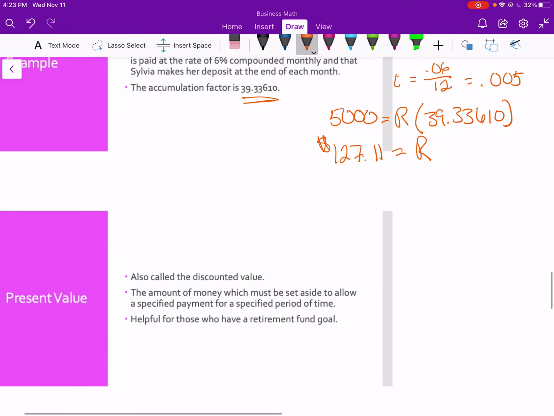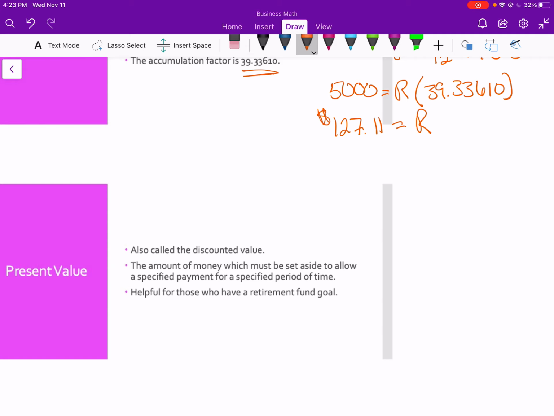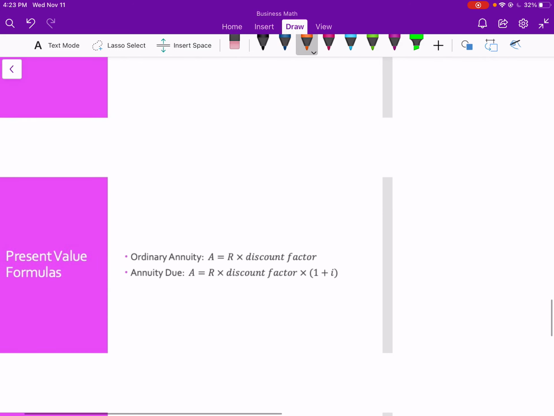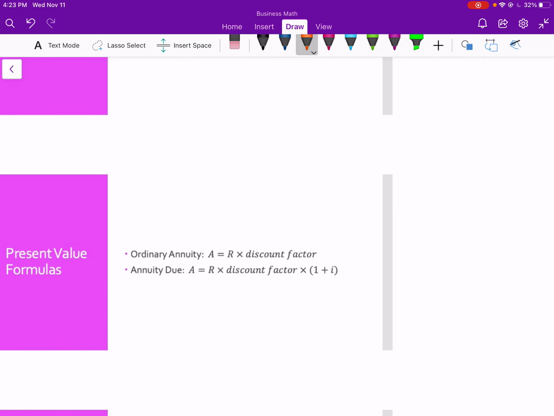So present value is also called the discounted value. It's the amount of money which must be set aside to allow for a specified payment after a specified period of time. And it's helpful for those who have a retirement fund goal. So if you say, I want to have this amount of money by the time I retire so that I can live, this is going to help you find out what you've got to do now. So our present value formulas are pretty much the same, except now we're using a discount factor instead of an accumulation factor. Again, there's a table for that using your N and your I.